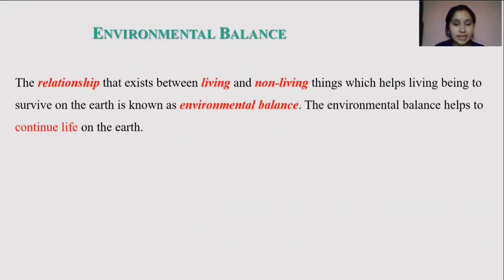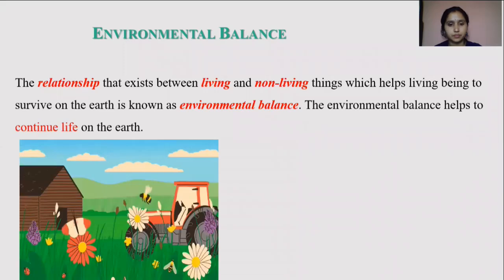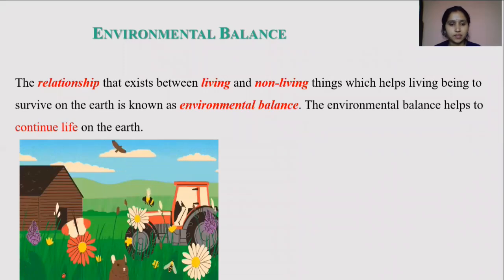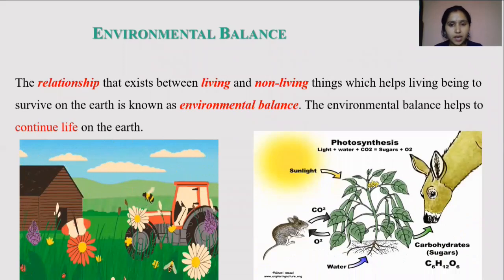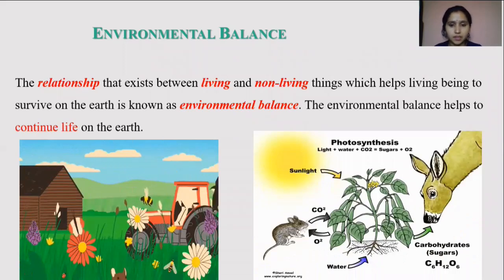The relationship that exists between living and non-living things which helps living beings to survive on the earth is known as environmental balance. The environmental balance helps to continue life on the earth. We can see some figures here. This shows the interrelationship between living and non-living things in the environment.